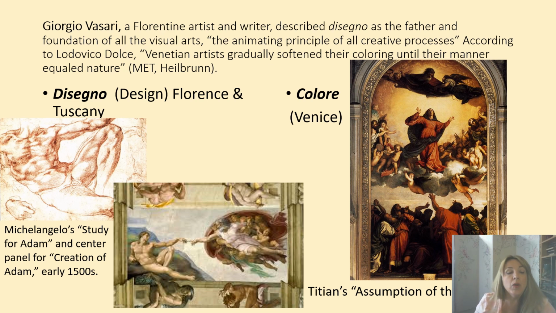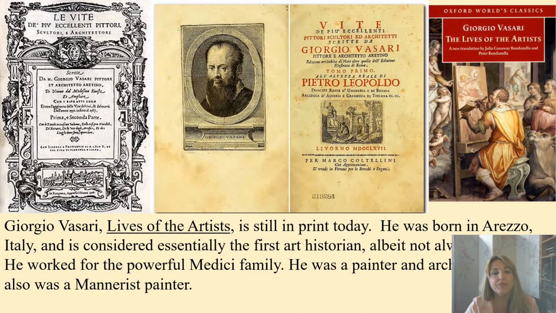So in any case, a major component of disegno is Michelangelo. Again, his drawings were sensational and so realistic. And then Titian's was colore, bright, vivid color. So again, you can see the contrast.